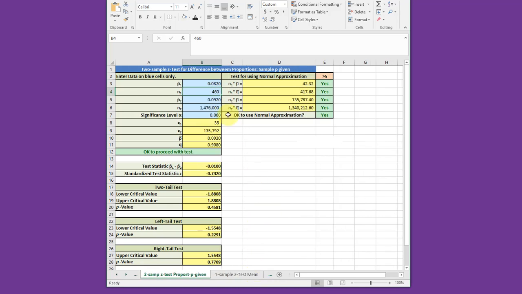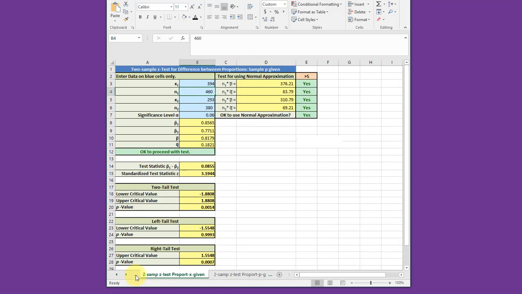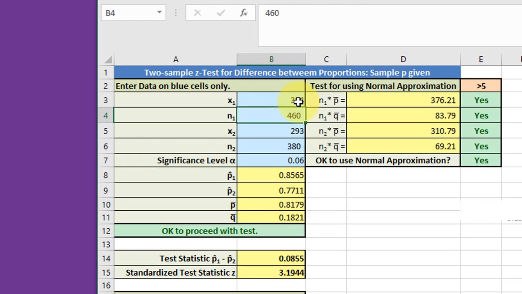in which you are given the proportions in the samples, but in this example we were given the counts, the x's. You enter your x and n's in the blue cells. You enter your significance level. Whenever you're running a z-test for proportions, you have to check to make sure that the normal approximation is appropriate. This calculator does that automatically, and here you can see that all of the required checks come up green, which means we can proceed with the test.